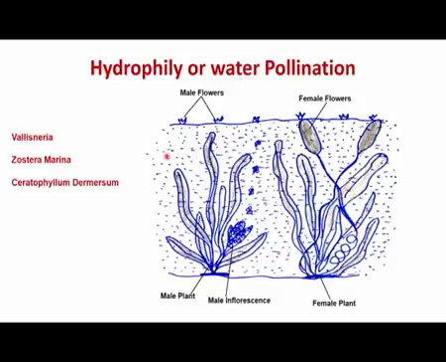Now we'll discuss biotic pollination. Once we talk about biotic pollination, the first class is insect pollination, where insects are involved. Since we are talking about biotic pollination, there are specific criteria which these insects have to follow. So what are these criteria?